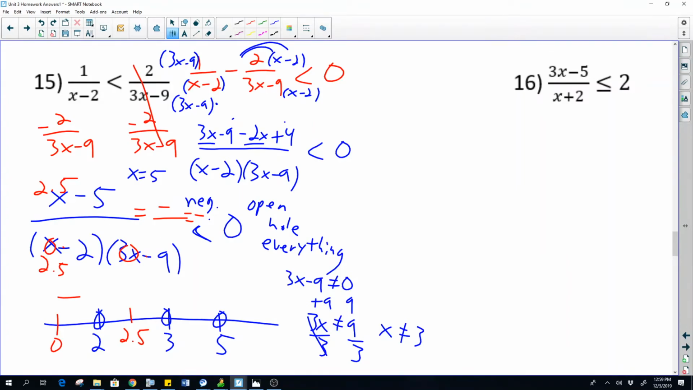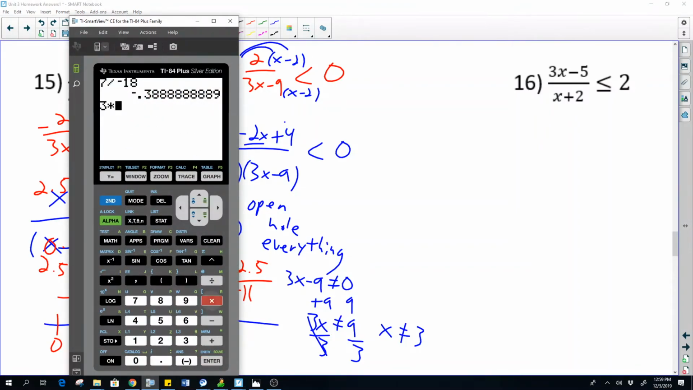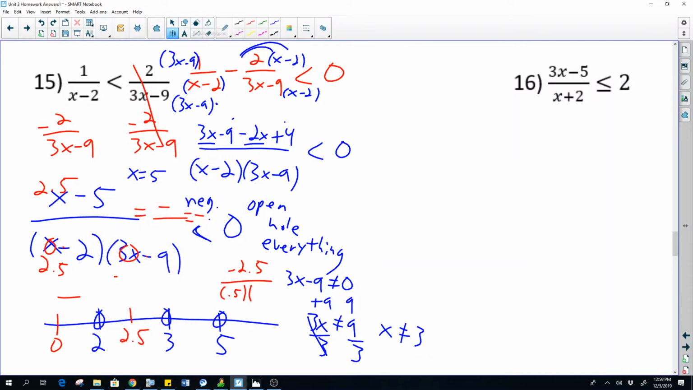Show your work, you guys, because if you try to do too much in your head, it doesn't work, huh? So 2.5 minus 5 is a negative 2.5 on top. On the bottom, it's 0.5, which is just a half, times, if you plug in 3, 3 times 2.5. So that's 7.5. I was right about that. So 7.5 minus 9 is a negative 2.5. Cool. So that's going to end up being negative over negative, which is a positive. Good.